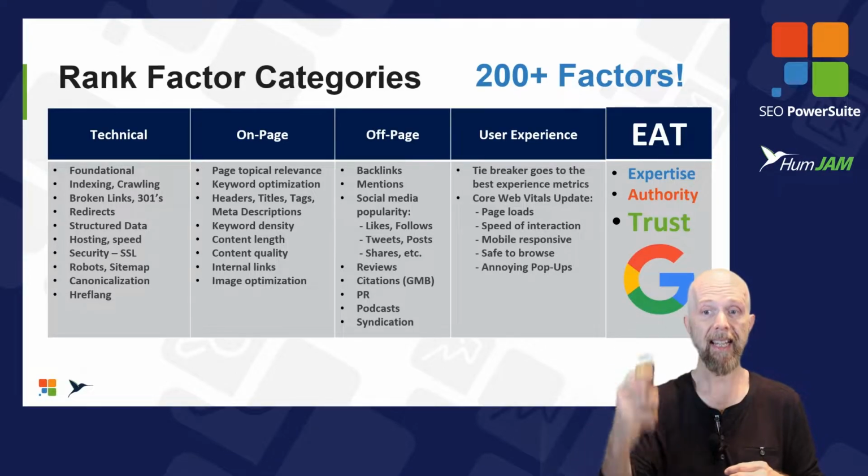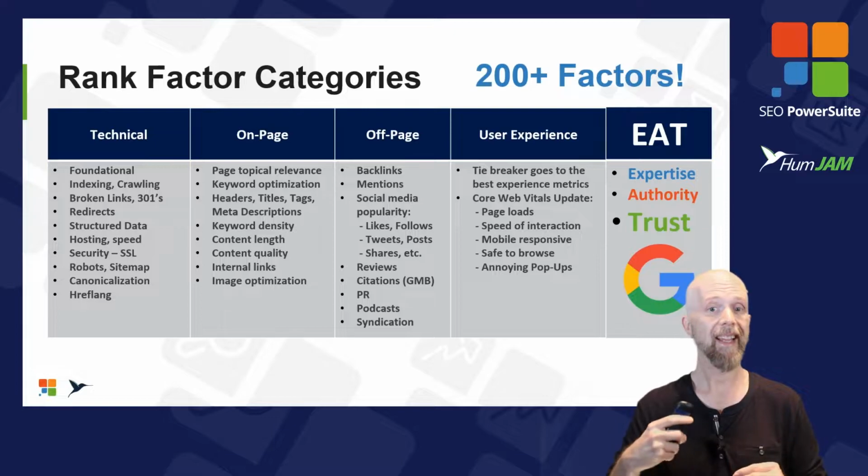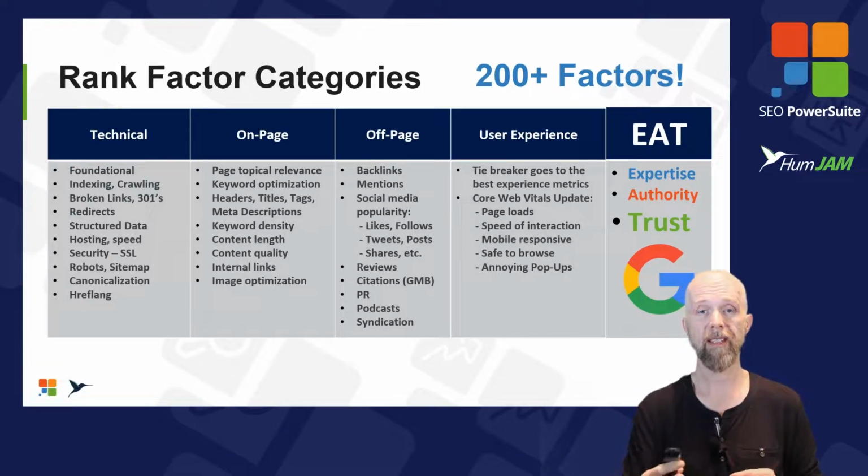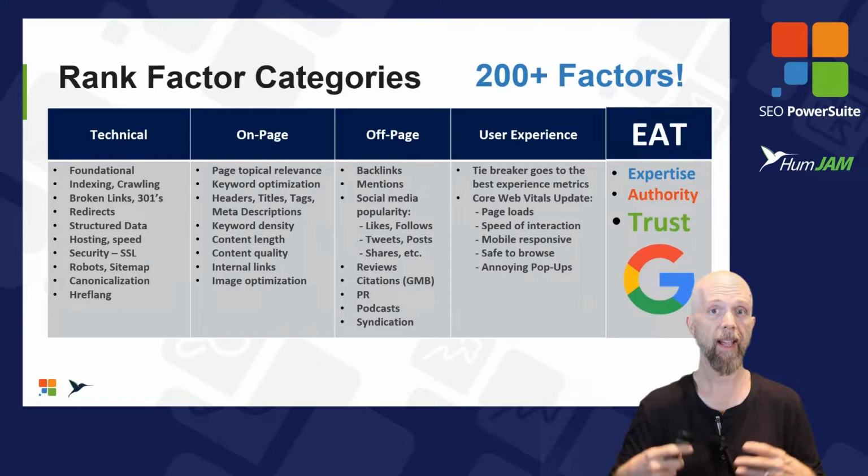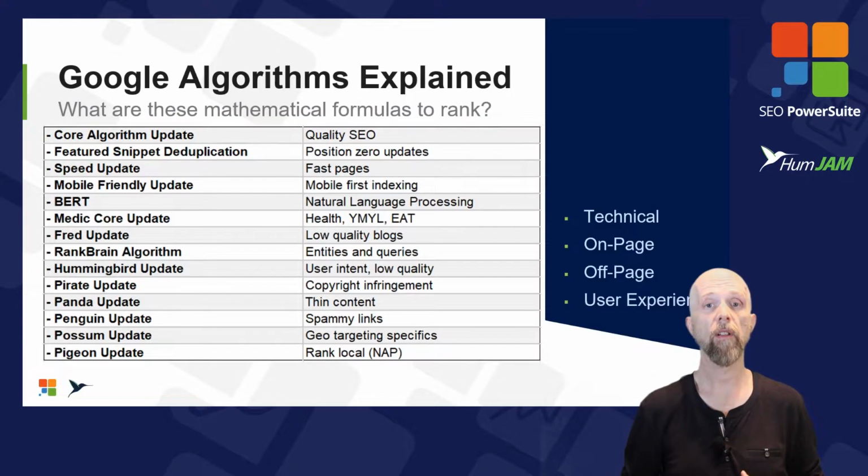And again, EAT, expertise, authority, and trust, with a big one on trust. And that's why backlinks and mentions and tweets and shares and things like that lead to trust, as well as the authority and the expertise, like having your author page and different factors, is all in this as well.